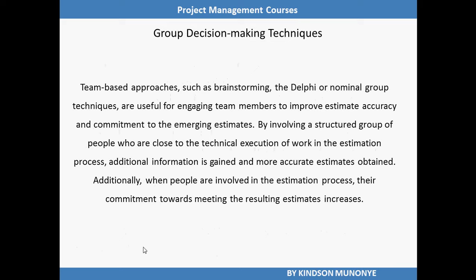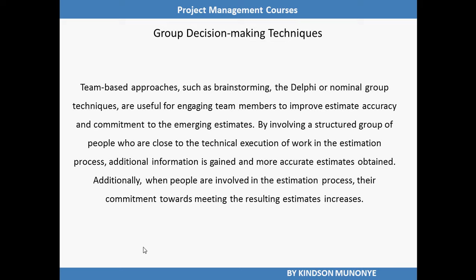Another tool and technique used in the estimate activity duration process is group decision making techniques. Team-based approaches such as brainstorming, Delphi or nominal group techniques are useful for engaging team members to improve estimate accuracy and commitment to the emerging estimate. You remember where we encountered brainstorming or Delphi or nominal group techniques? Yes, that is when we were collecting the requirements, in the collect requirements process under the scope management knowledge area.